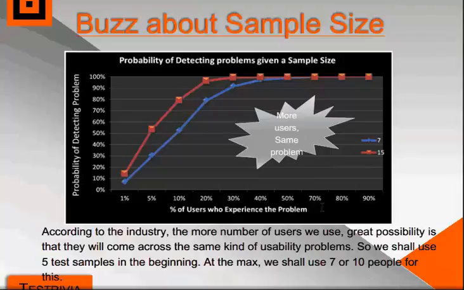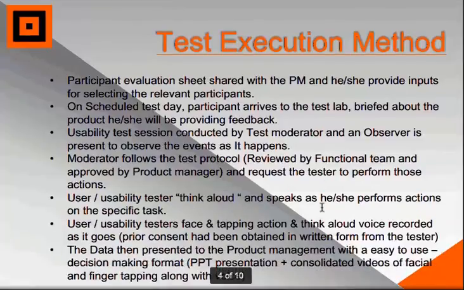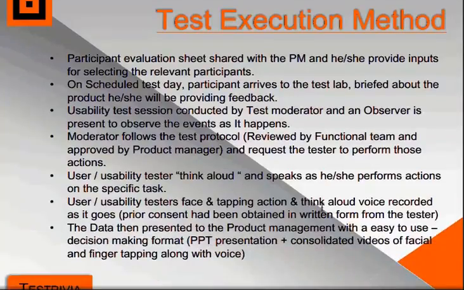So we shall use 5 test samples at the beginning. Five different people will evaluate your designs, and then it shall be 7 to 10 people at the max. Right now we are talking about Hall Way testing. For example, you have a feature which is developed, and there are some demo screens in your hand, and you can call up 5 people one by one and evaluate the designs with them. I am right now on the slide called test execution method, how you will really test.